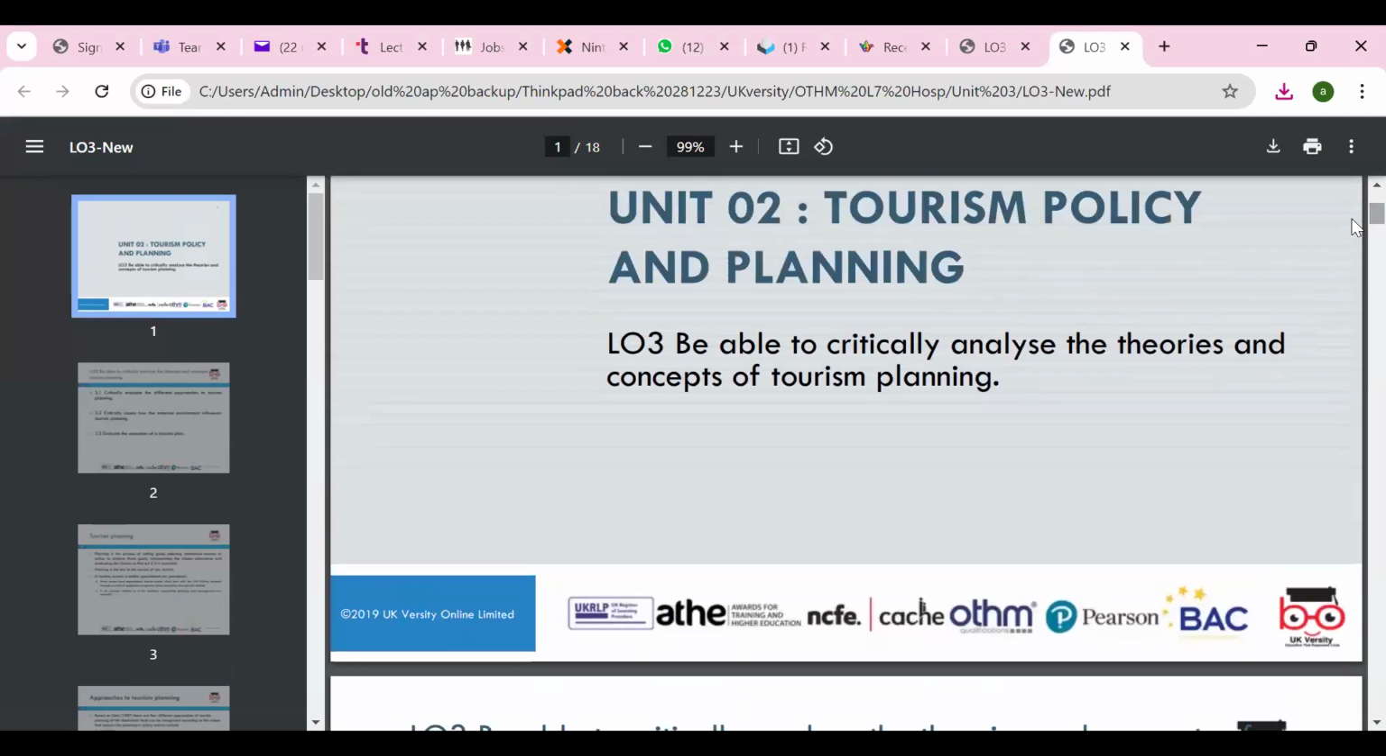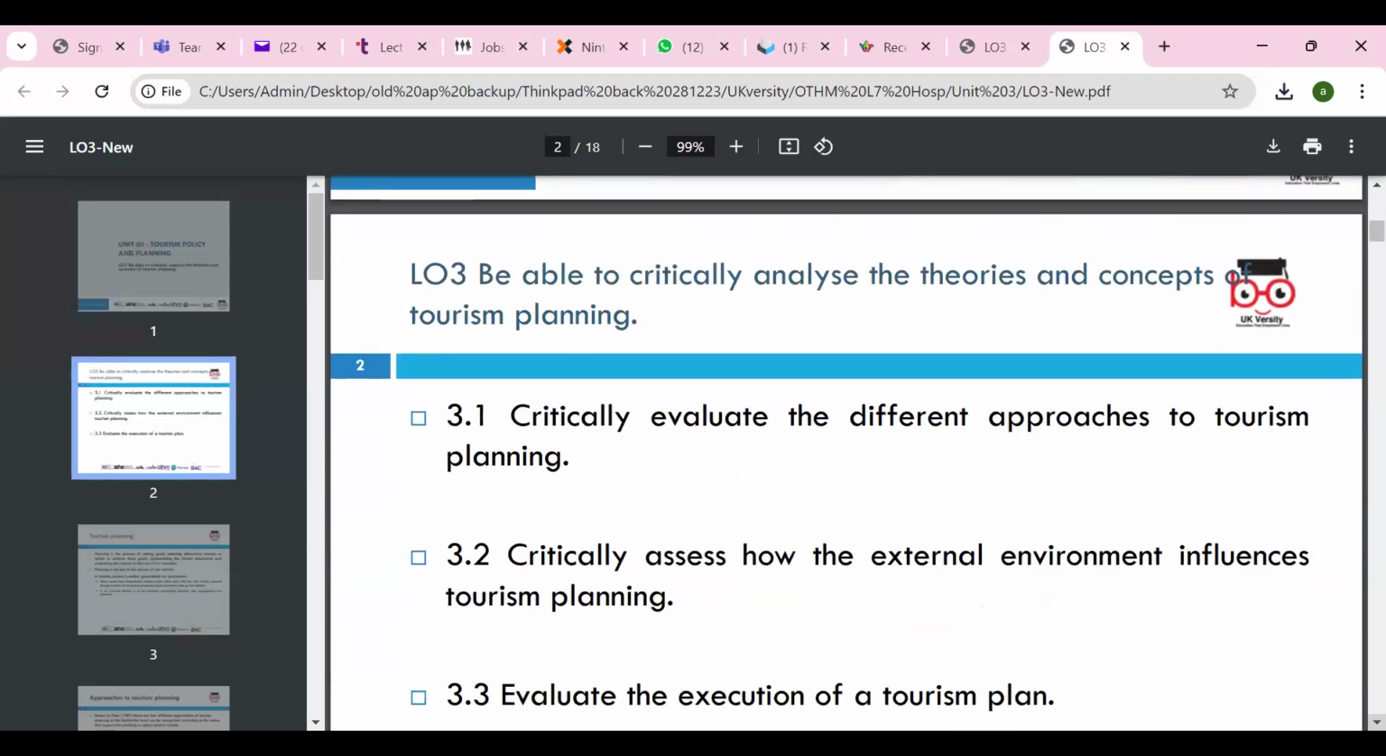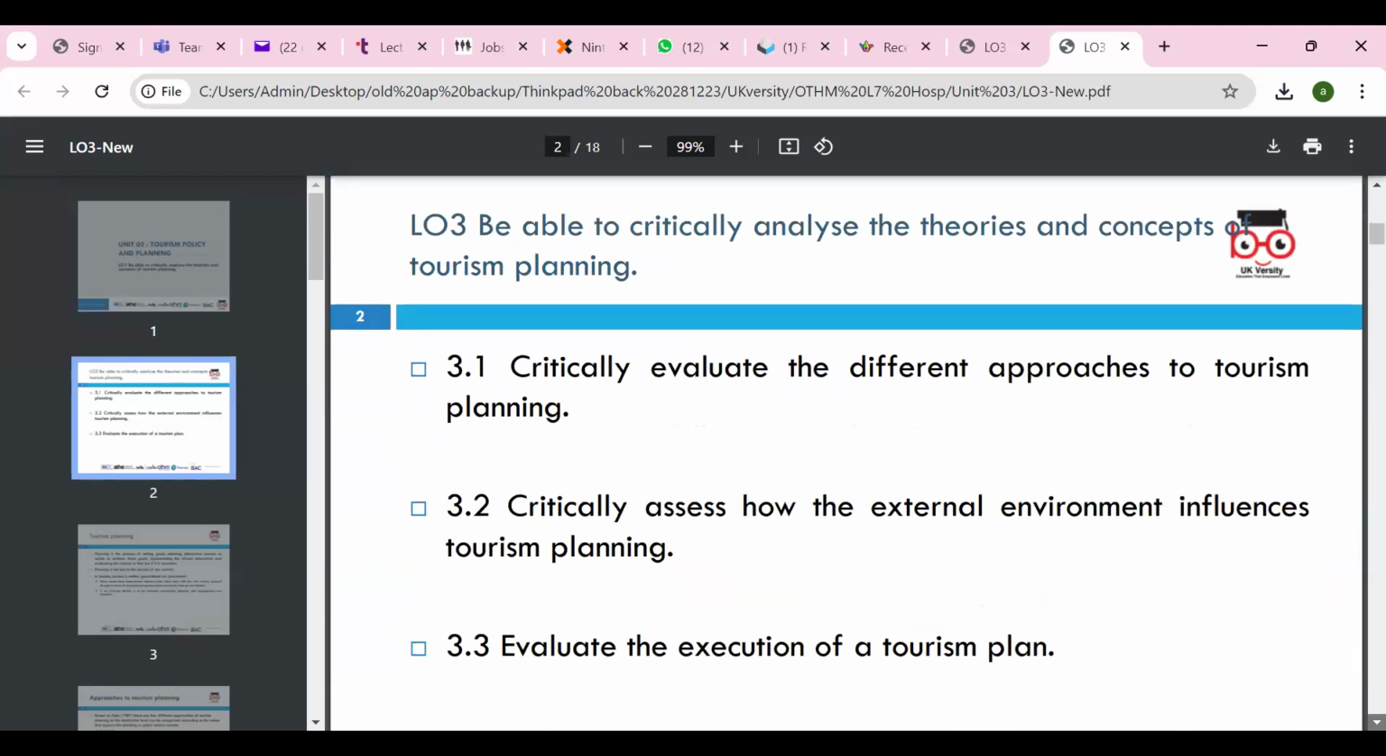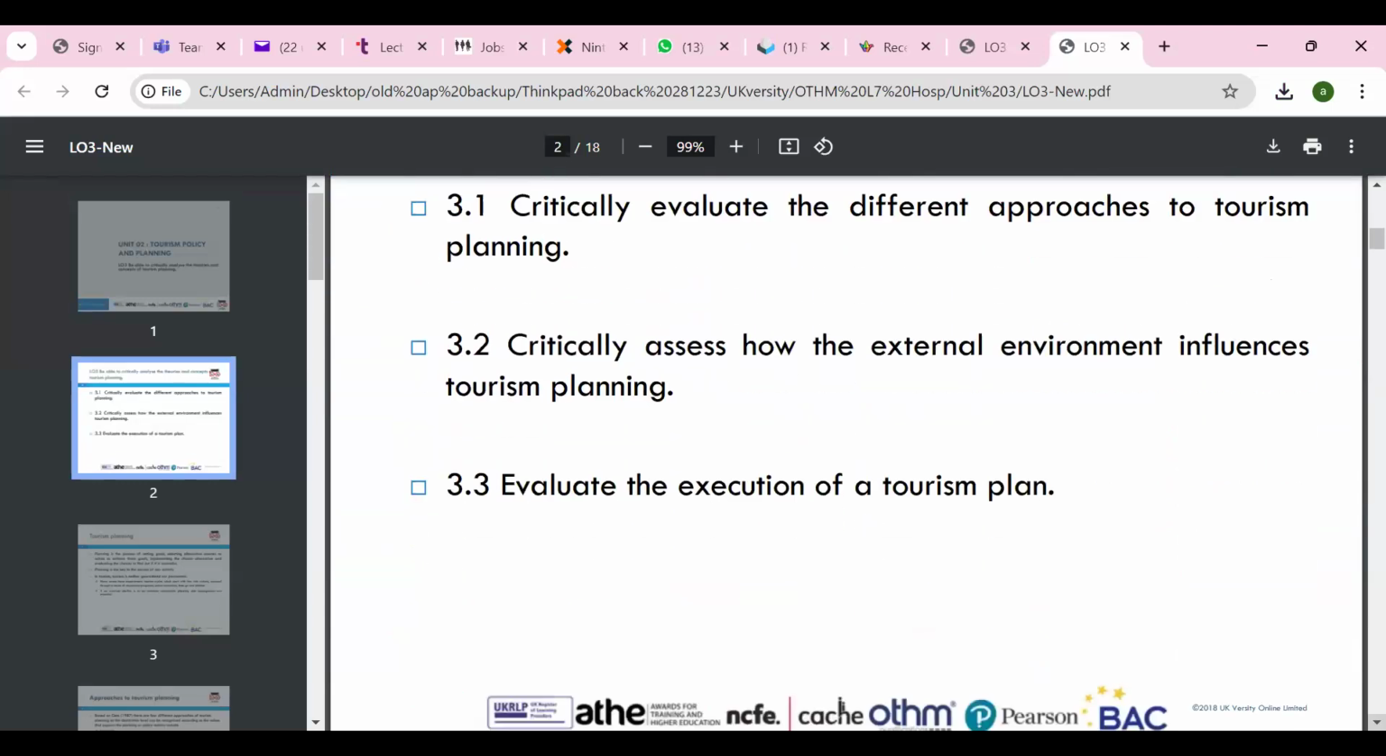Our LO3 is about being able to critically analyze the theories and the concept of tourism planning. 3.1 is to critically evaluate the different approaches to tourism planning. 3.2 is to critically assess the external environmental influences and evaluate the execution of the tourism plan. That will all be in our discussion today.